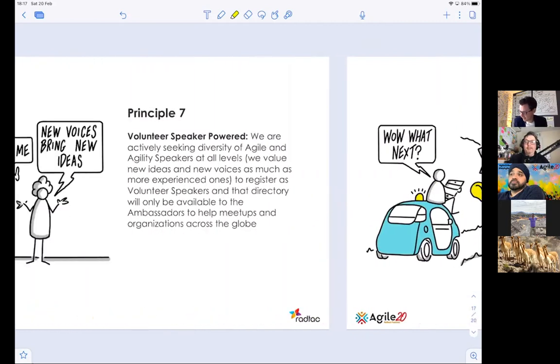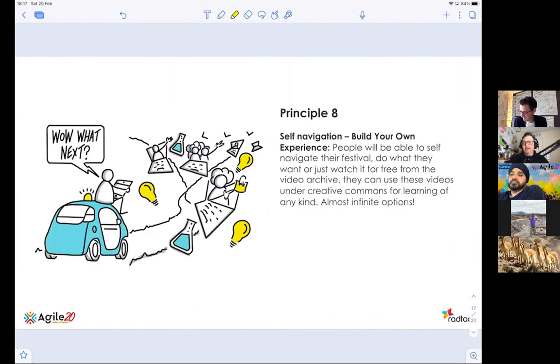Okay. The next, if you go to the 8, it's falling back. I think self-navigation is a great thing. Used the car for self-navigation. Loved that. And that's really happened. So you could be interested in, say, feminist issues, and have done a whole feminist conference. You could have been interested in Scrum and just done a Scrum conference. You could have just been interested in scaling and SAFe and just done a scaling and SAFe one.